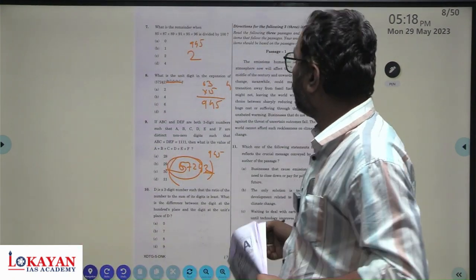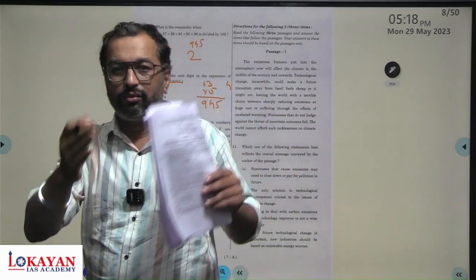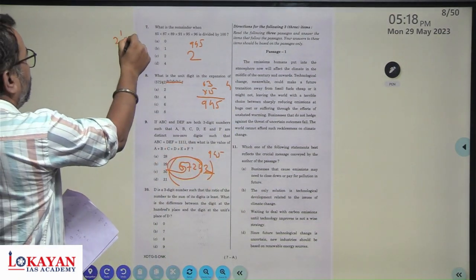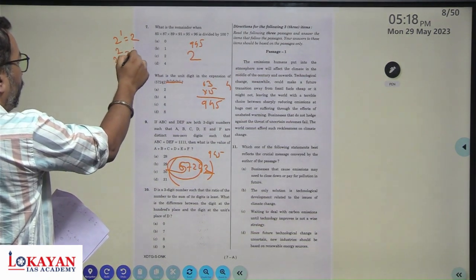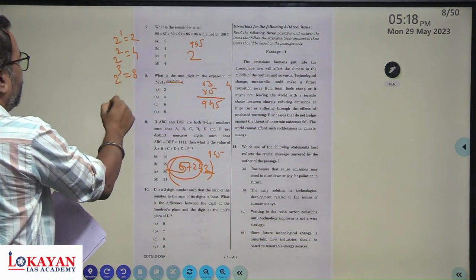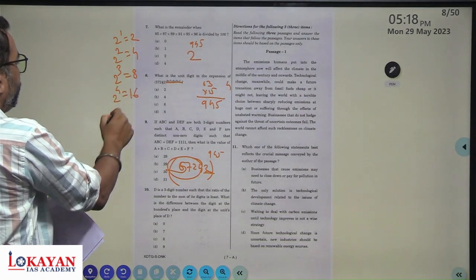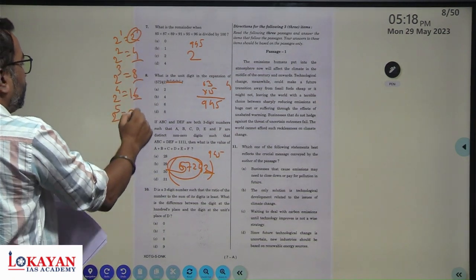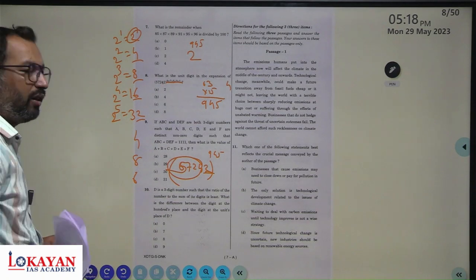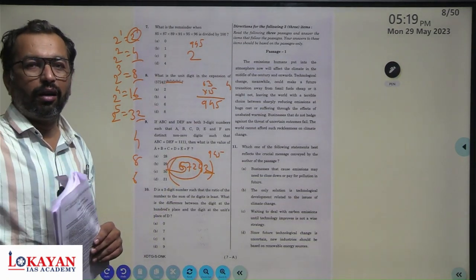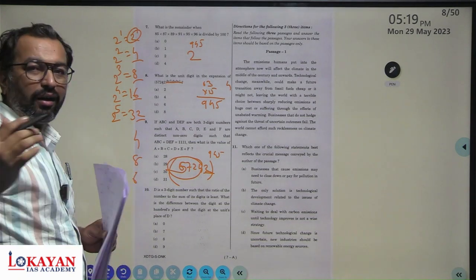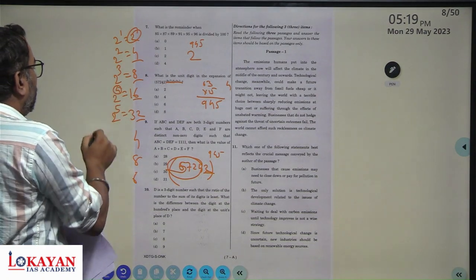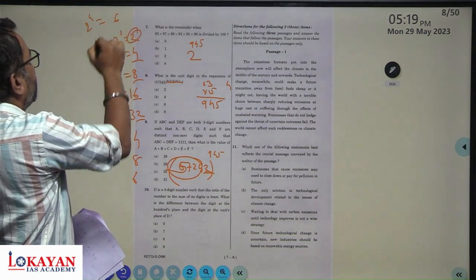So what to do? Just find the pattern after which index the unit place repeats itself. Now 2 to the power 1 is 2. 2 to the power 2 is 4. 2 cube is 8. 2 to the power 4 is 16. 2 to the power 5 is 32. Now see, 2, 4, 8, 6. After every 4 indices, the pattern repeats itself. If the index is divisible by 4, then the unit place is 6, right?